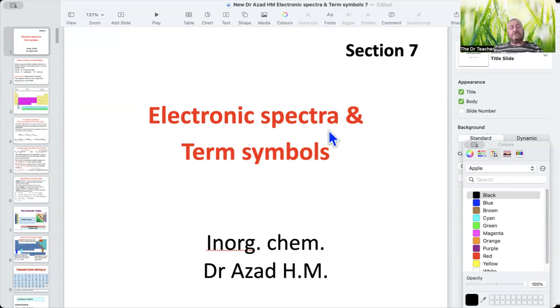Section 7, electronic spectra and term symbols.